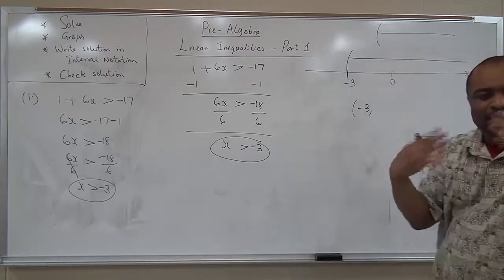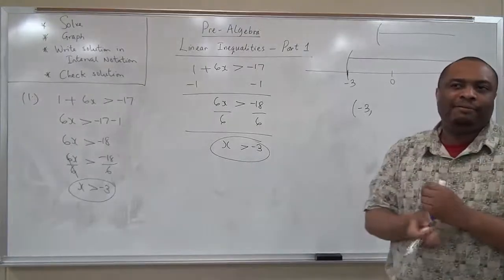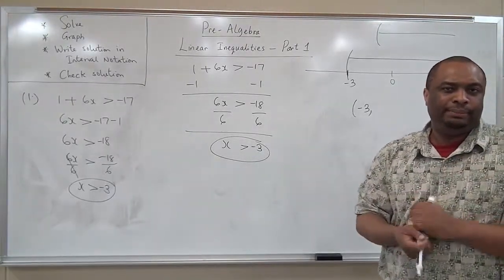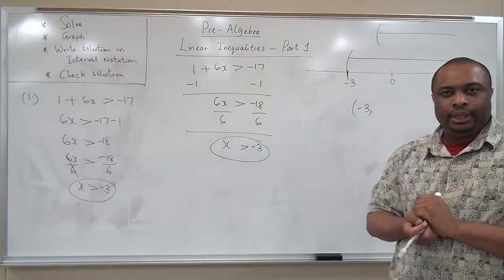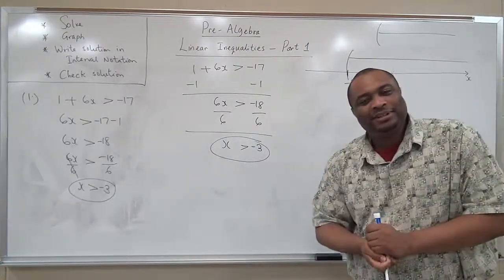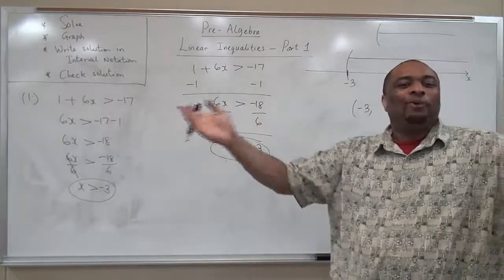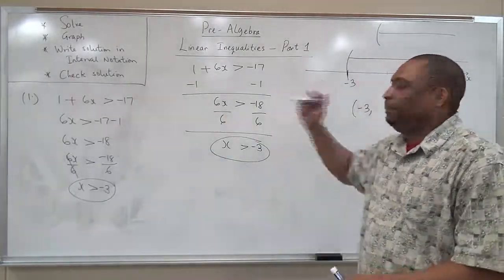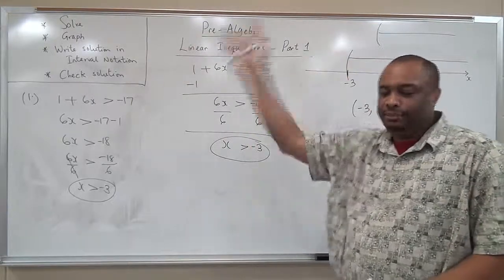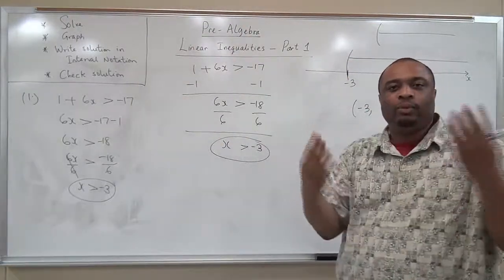Now, let me ask you this. What is the greatest number, the biggest number in this world? Is it 100 million, or 1,000 billion? What of 1 trillion? There is no biggest number. If you keep going, there is no biggest number. The same thing with the smallest number.